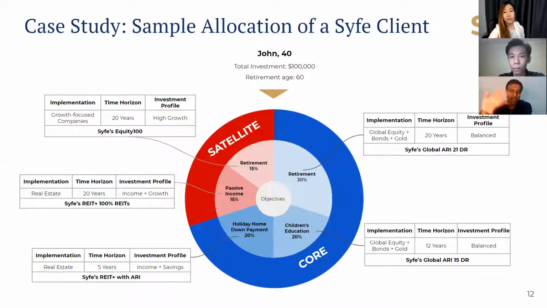But the fact is the whole core is made up of all of these diversified risk managed solutions, which overall keep your money very safe, steady, and growing consistently. And then a smaller portion to begin with is allocated to some of your preferences, like Equity 100 and REIT 100. So those become your satellites to begin with.